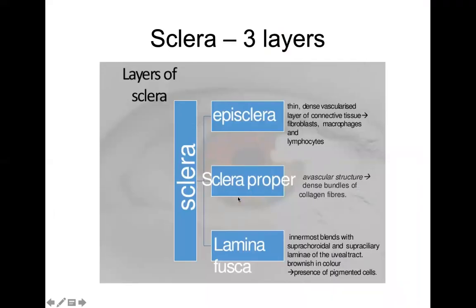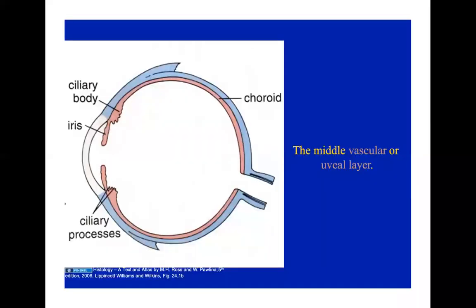Then you have your sclera proper that is considered to be an avascular structure that's made up of bundles of collagen fibers, and your lamina fusca that usually blends with your arteries, suprachoroidal, and supraciliary laminae of the uvea. So it is in this lamina fusca where you find also your pigmented cells. That is why histologically you can see that one as brownish in color.